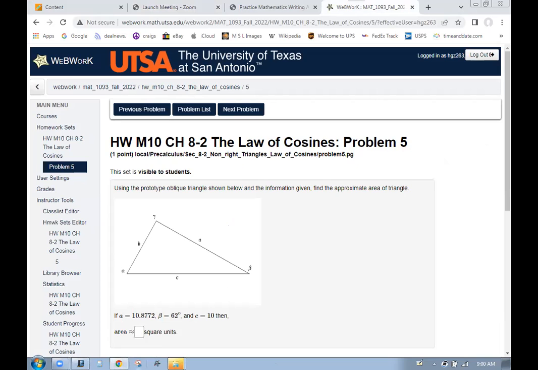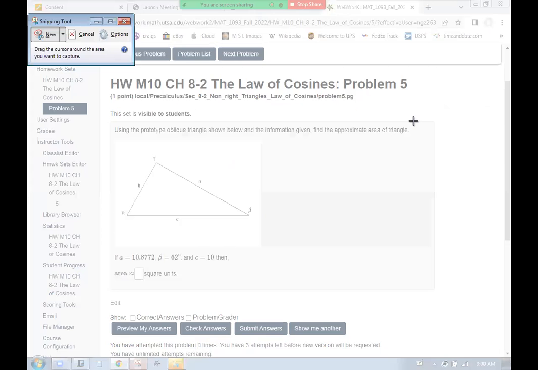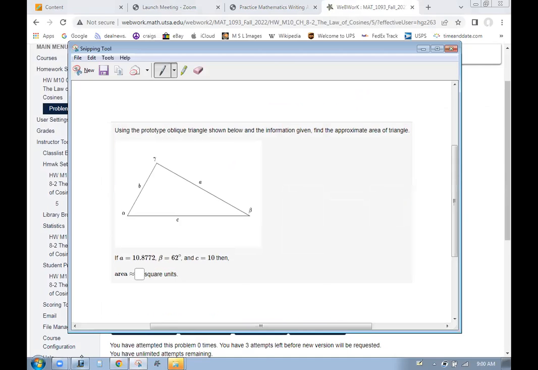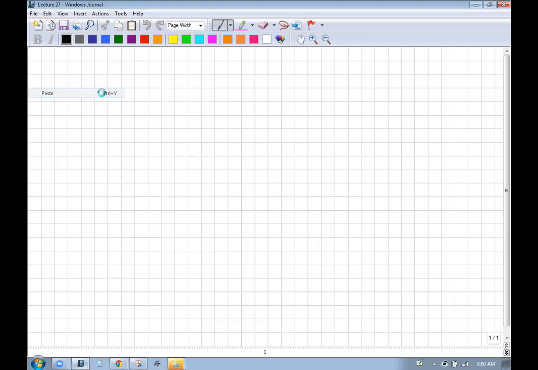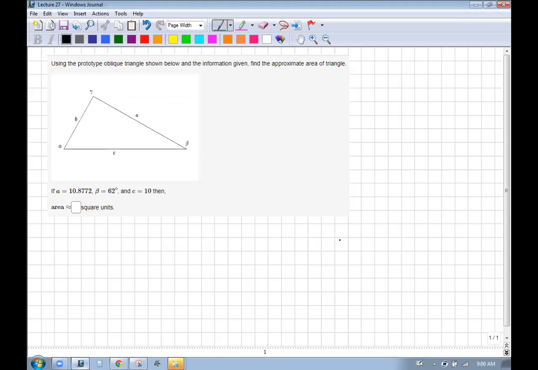8.2 module 10, the homework's still open, so I figured we could do some of these problems. Might be helpful to y'all. Y'all can hear me, right? Yes, we can hear you. All right, cool. This is number 5 from the homework.